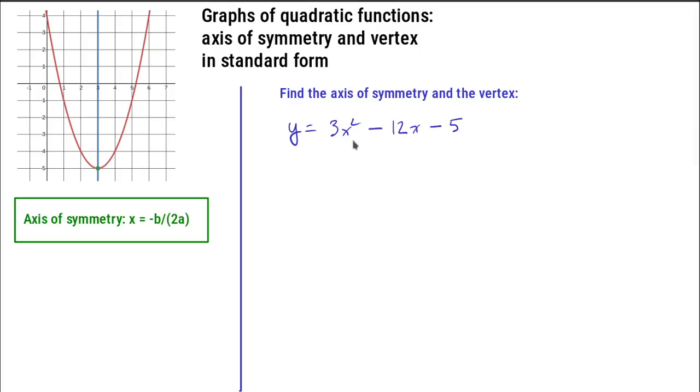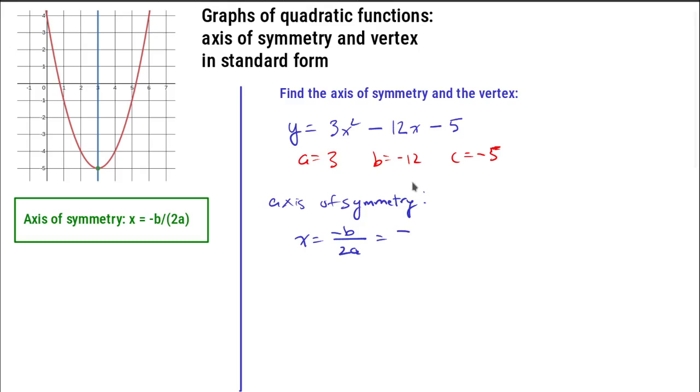So we've got y equals 3x squared minus 12x minus 5. So a would be 3, b is negative 12, c is negative 5, and let's try and find the axis of symmetry first. So we're going to use our formula here. x equals negative b over 2a, and we just plug in what we just found for b and a.